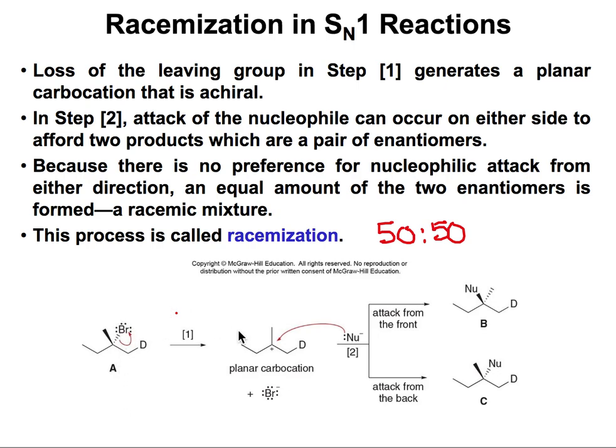In an SN1 reaction, you see the Br leaves, and then we're going to get a carbocation. Now the nucleophile can attack from the top, giving us this product, or it could attack from the bottom, giving us the other product. And we will get a 50-50 mixture of both of them.